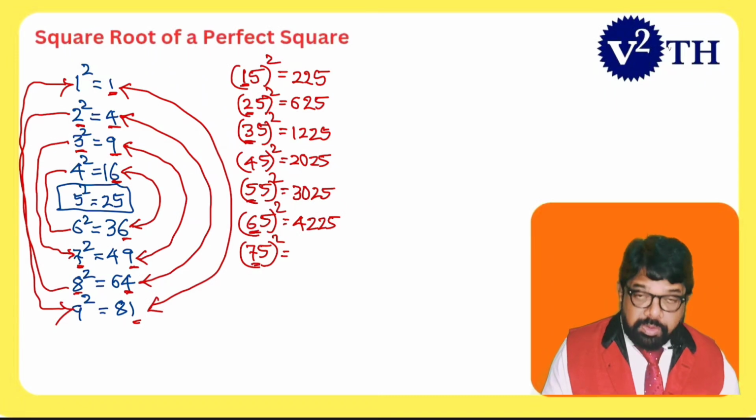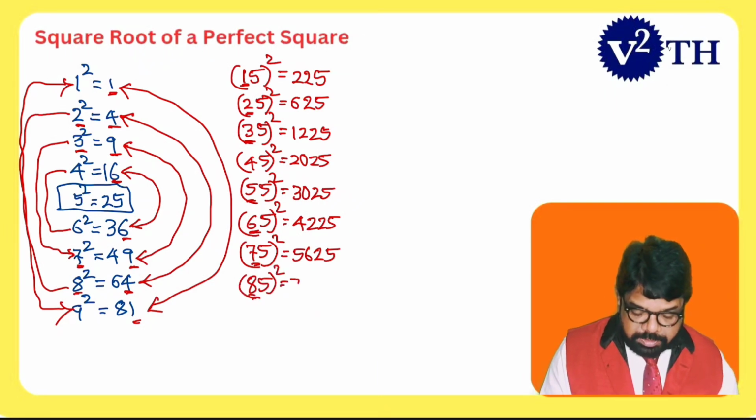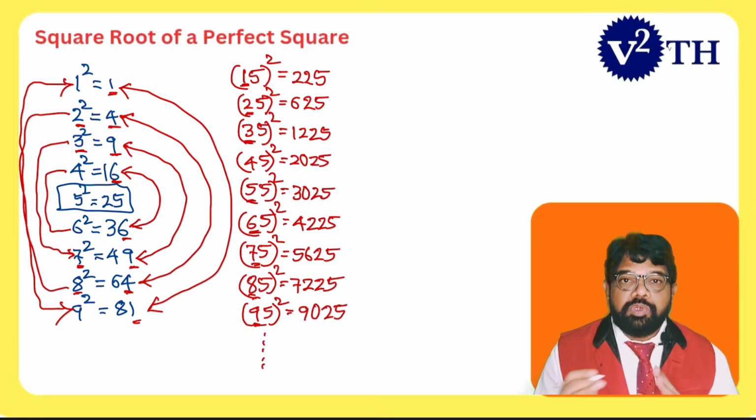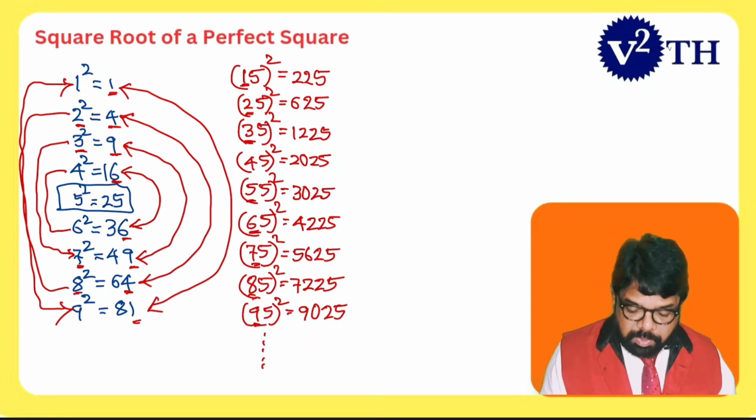Now here 7 is there, 7 into 8 is 56. So 5625. 85 square. So 8 into 9 is 72. 7225. Similarly 95 square also. Here 9 is there, the next number is 10. 9 into 10, so 9025. Just like that. By using these two keynotes, you can calculate the square root of any value. See here, observe the example. Suppose let it be one example, I will explain.